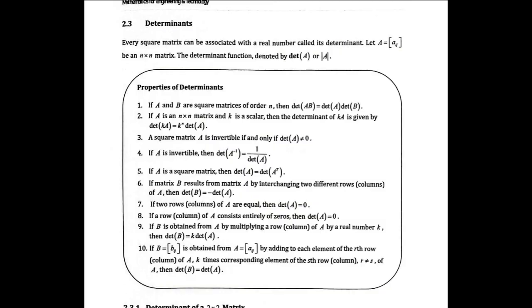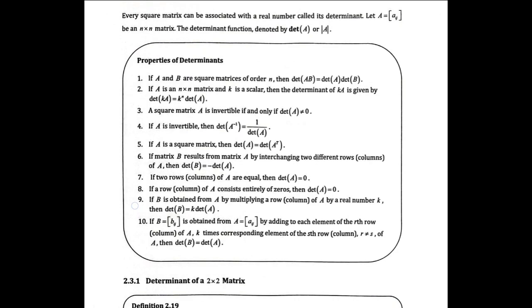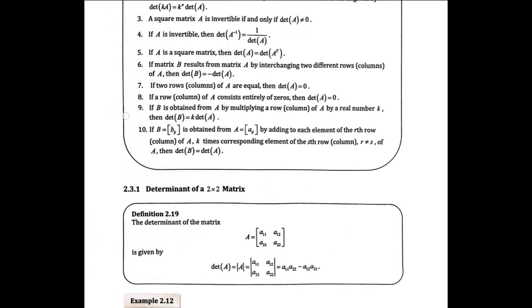In the last lesson, we learned what a matrix is. Rows, columns, and entries arranged neatly in a rectangular form. Now, we will discover something new. A special number that can be calculated from a square matrix. We call this number the determinant.